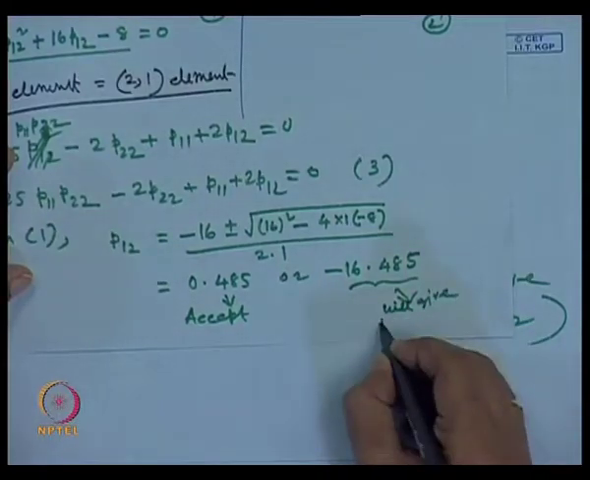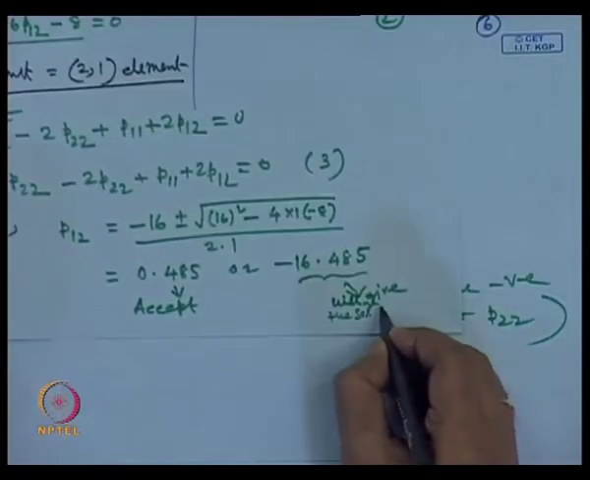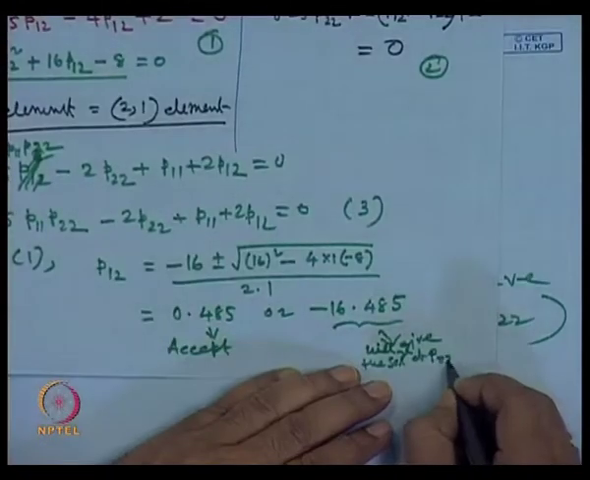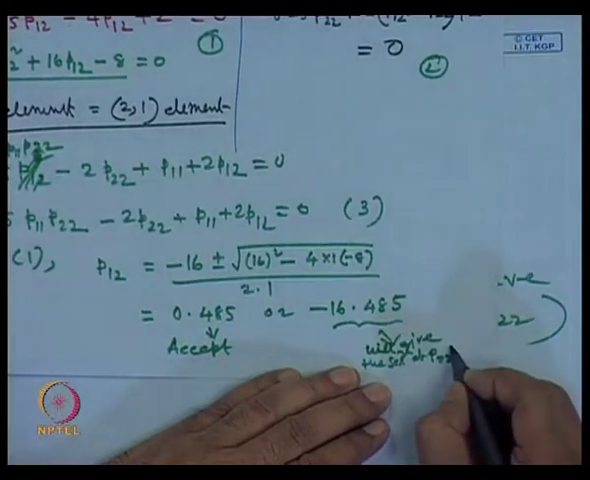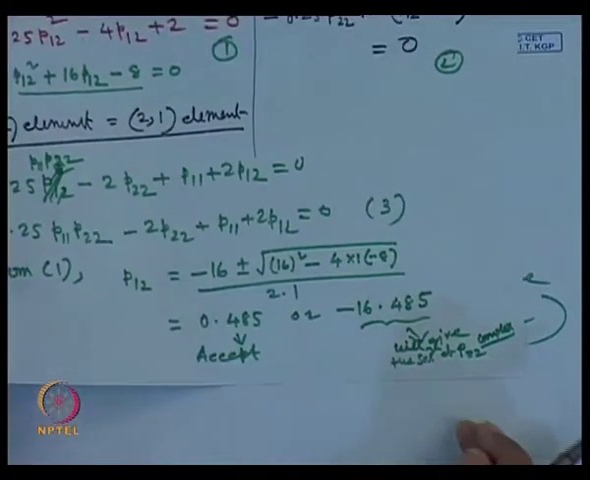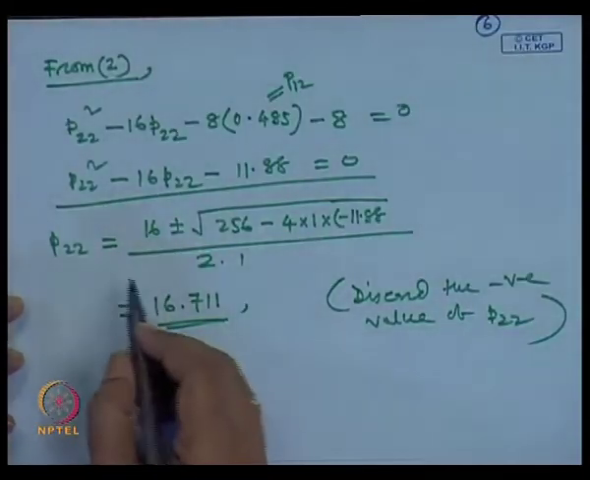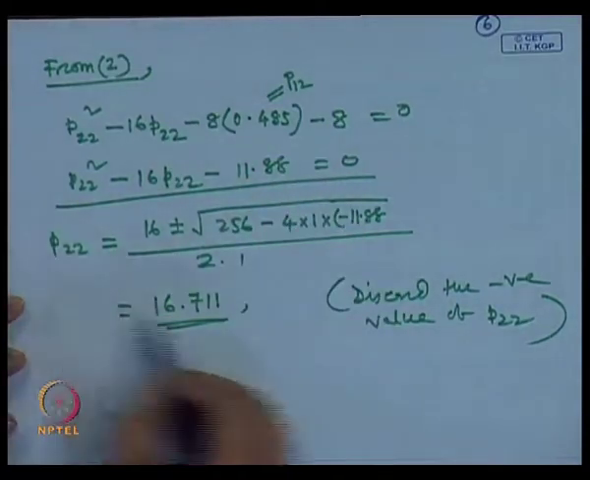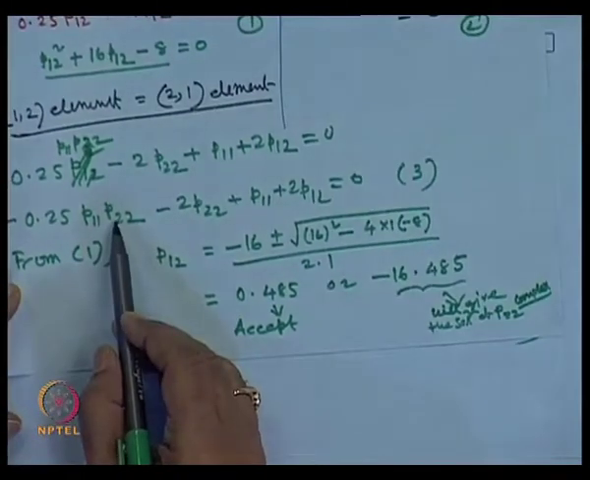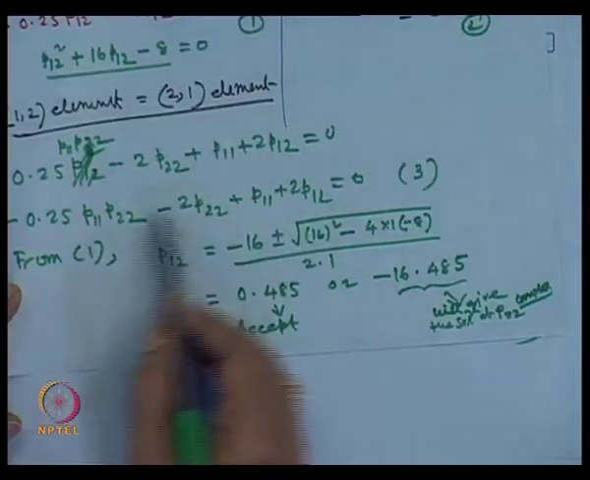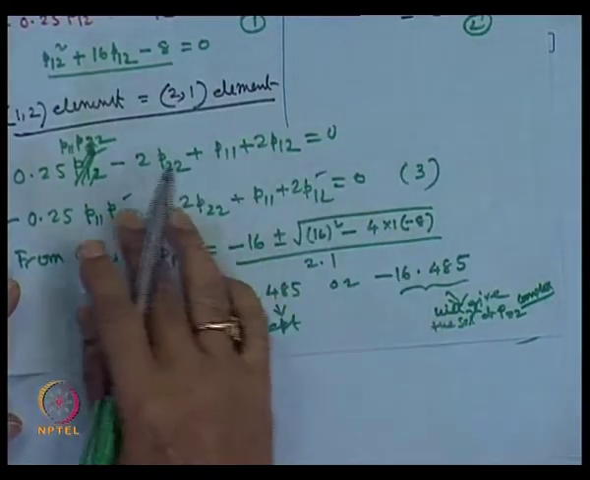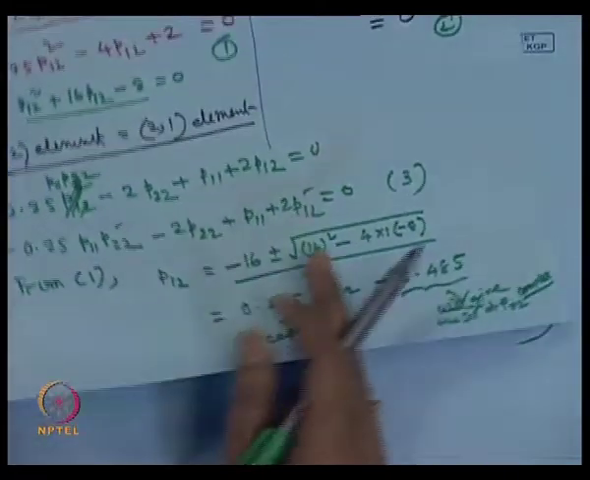The other value will give a complex solution of P22. So, we will accept this P22 value. Once I know the P12 value and P22 value, immediately I can find P11 from equation 3. P12 is known, P22 is known, which value we have accepted, and we can get the solution of P11.